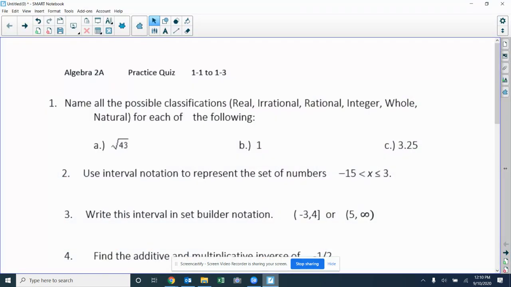All right, quiz tomorrow. It'll be how many questions? 10. What's the first question going to have? A, B, and C? Okay. The second question will be interval notation. The third question will be, say, you'll have to simplify some of these radicals.